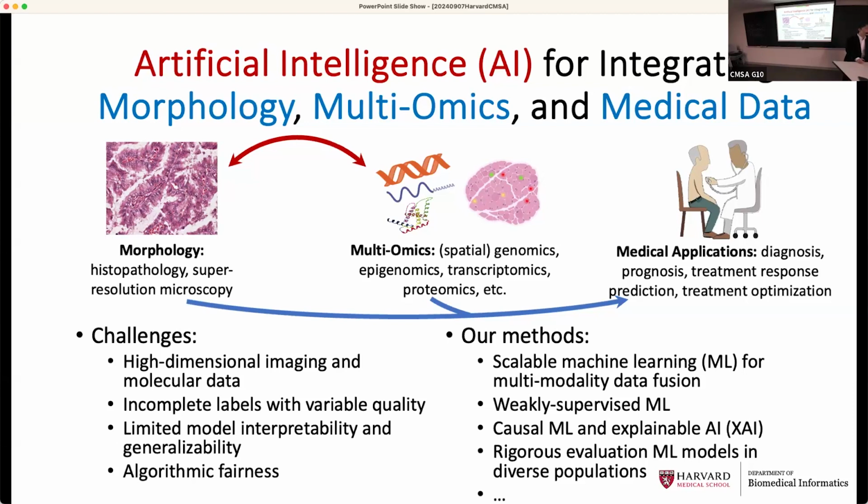And to address the incomplete label problem, we use weakly supervised machine learning. And to address the limited interpretability, we use causal machine learning and interpretable machine learning to connect our background knowledge about how this tissue should look like with the AI-based feature extraction. And lastly, we rigorously evaluate our machine learning models in diverse populations to identify and address issues related to algorithmic fairness.